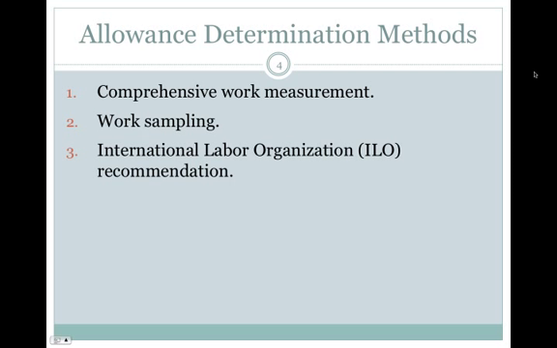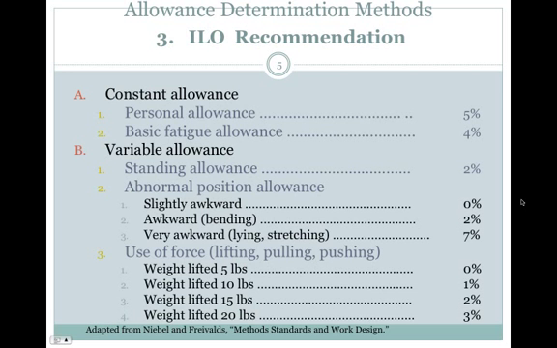Next we have work sampling, which is basically when you calculate the proportion of delays to the number of observations to determine the allowances that should be factored in. Lastly, we have the International Labor Organization, ILO, and this is the method we will be using. They basically came up with a standard for calculating allowances based off of different factors, and these will be covered in the next few slides.